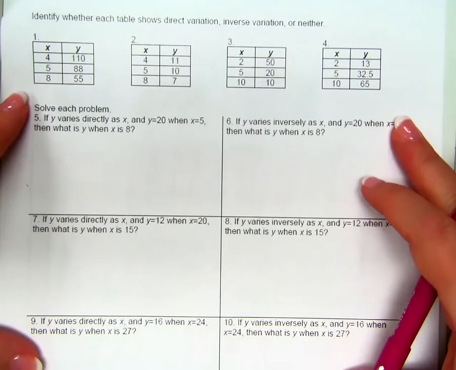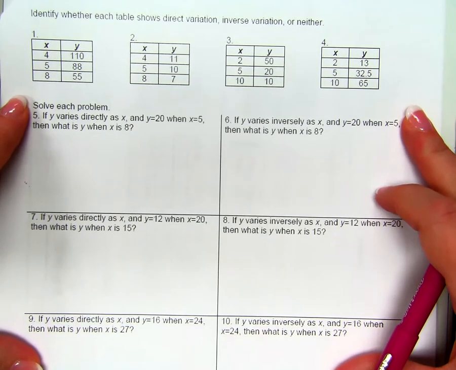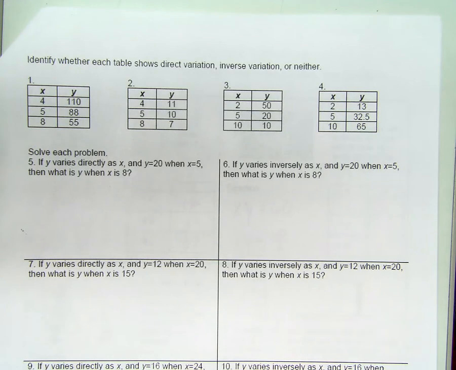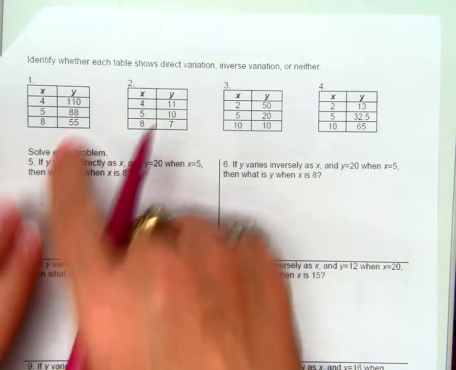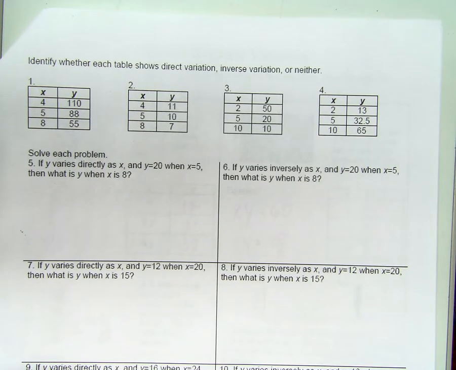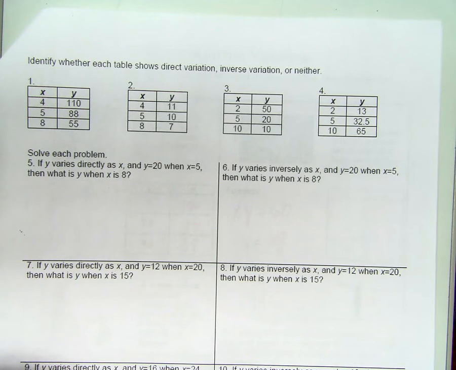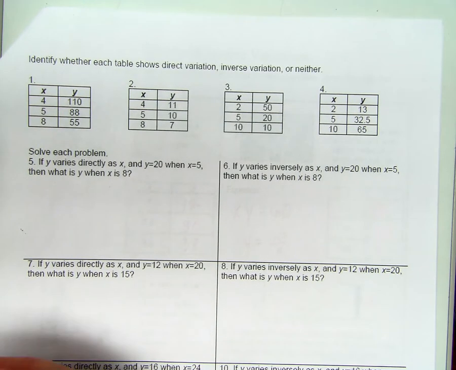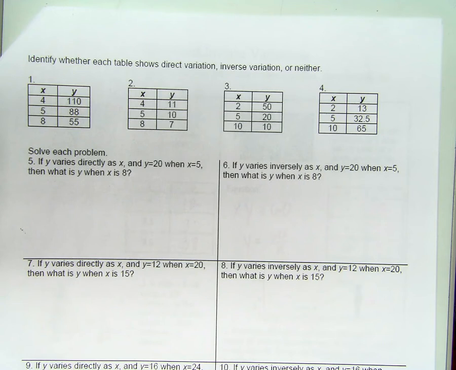Now, before I let you go to work on these right here, because 5 through 10 you're not going to have any problems with, I'm still a little worried about 1 through 4. So do you mind if we talk about some of those? Let's look at number 1. It asks us to identify whether each table shows direct variation, inverse variation, or neither. How in the world do we look at a table and know if it's direct, inverse, or neither?